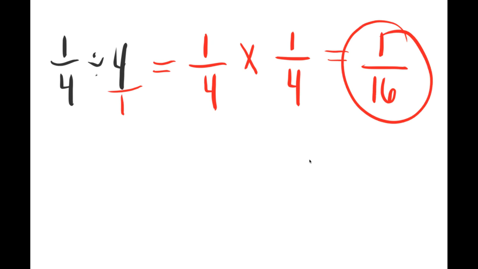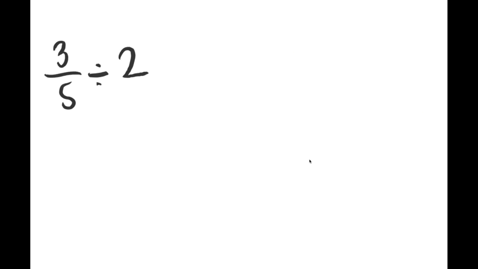Now, in this next problem, I'm going to show you what it looks like if you don't have a 1 on top. So if your numerator is different, if it's a fraction other than 1 as your numerator, we're still going to do the same steps. We're still going to solve KFC. It's just going to be a different numerator at the end.